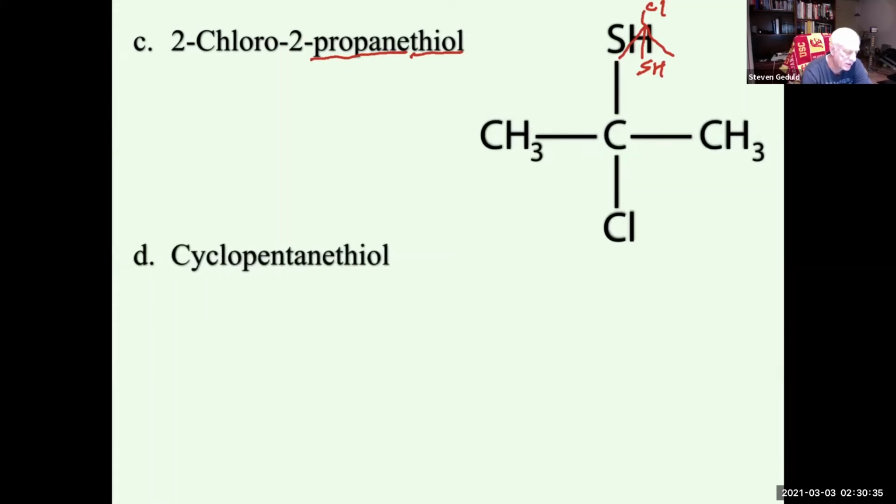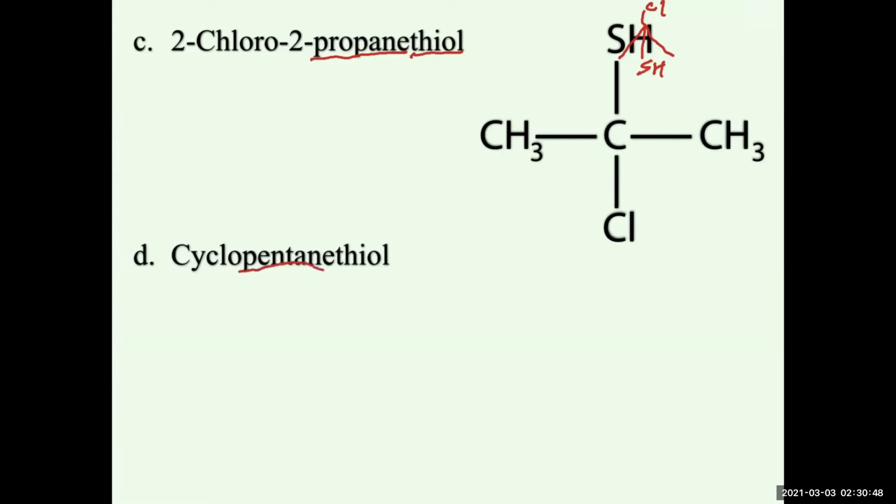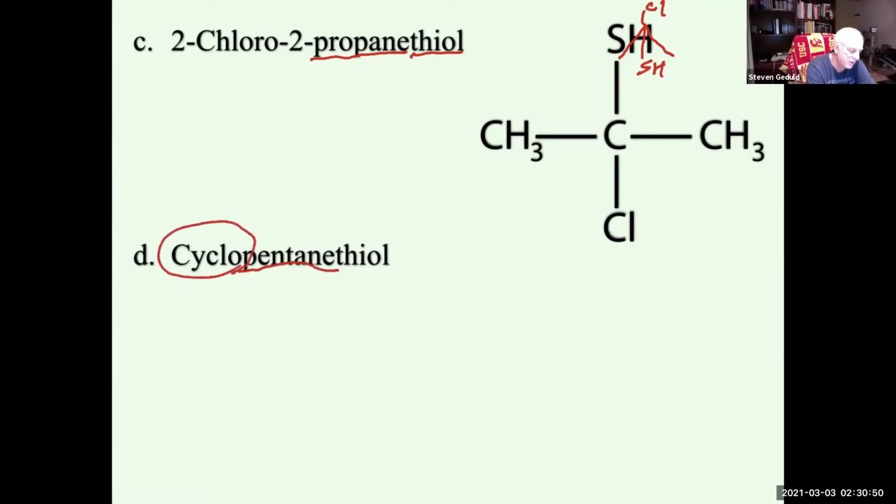Cyclopentanethiol. Cyclopentane is how many carbons? 5. Pentane is 5 carbons. Cyclo means it's all connected in a circle. So 5 carbons, 1 carbon in every corner, and there's a thiol group.